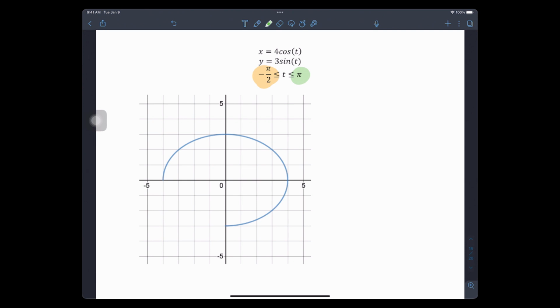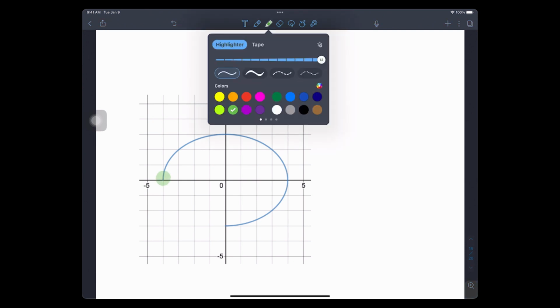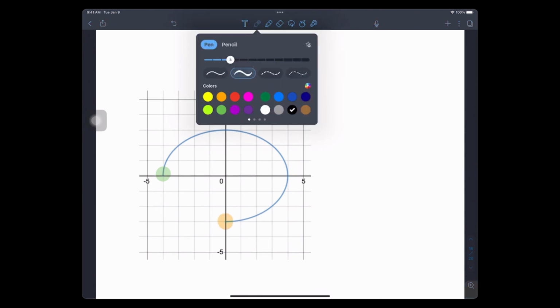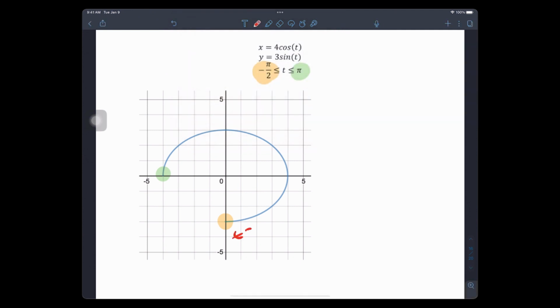I'm going to do this. Terminal point. And is this the initial point? Cosine of minus 90 degrees. Oh, that's 0. Is that 0? What's sine of 90? Or negative 90? Yeah, so in other words, here you go. Here's my orientation. T is pi.